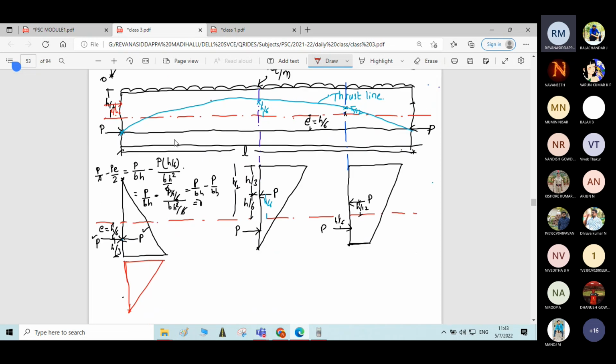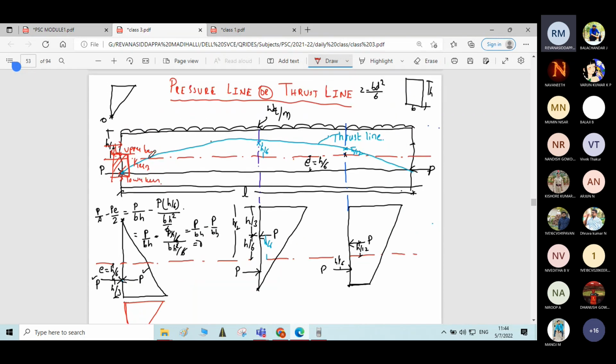Okay, so the region where, if the prestressing force is applied, the resultant tensile stress will be 0, is called as kern. This portion is called as kern. And the upper point is called as upper kern point, and the lower point is called as lower kern point. So this is the meaning of kern. I hope you understood.